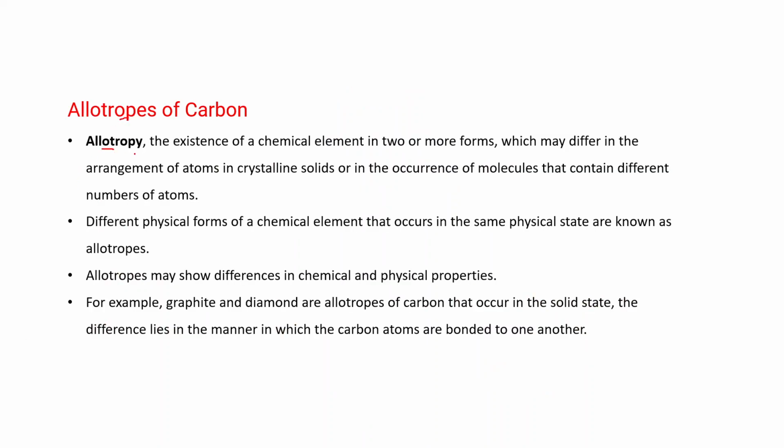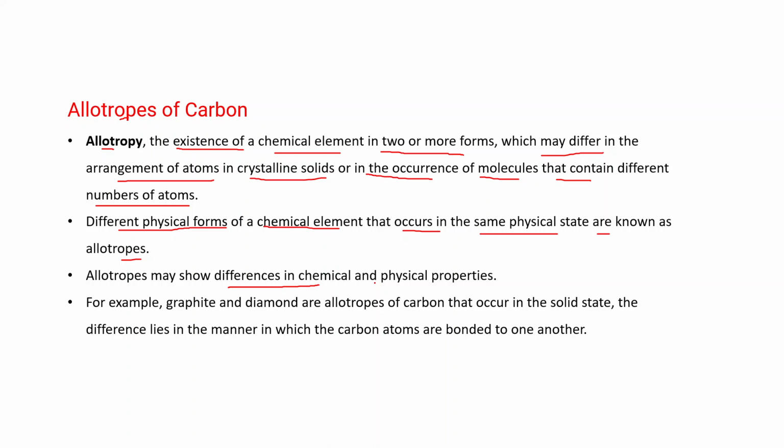What is allotropy? The existence of a chemical element in two or more forms which may differ in the arrangement of atoms in crystalline solids or in the occurrence of molecules that contain different numbers of atoms. In a simple way we can say different physical forms of a chemical element that occur in the same physical state are known as allotropes. Allotropes may show differences in chemical and physical properties.